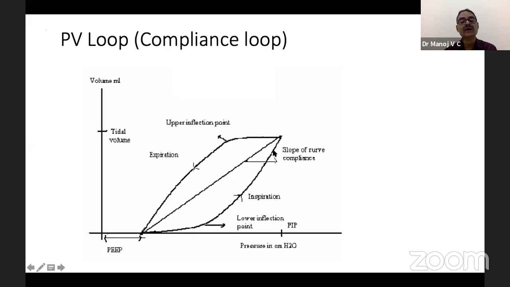This loop, if you draw a line through the middle of this, that is the slope of the curve of compliance. This is the inspiratory limb, this is the expiratory limb, and there are 2 points here. This is the lower inflection point, and this is the upper inflection point. If you understand the shape, you will know this. The importance of this I will come to.